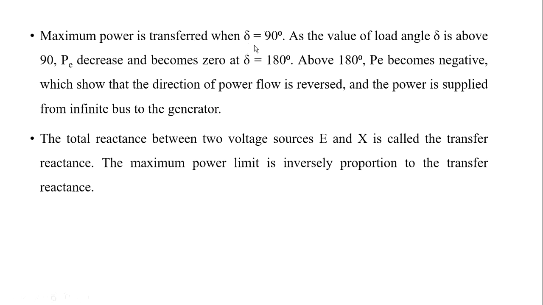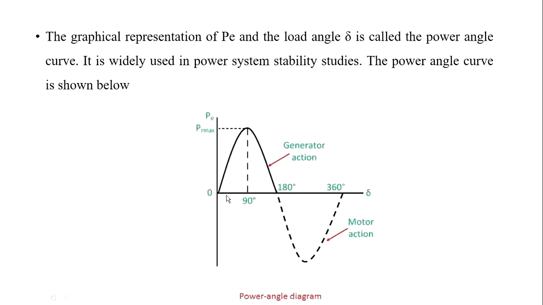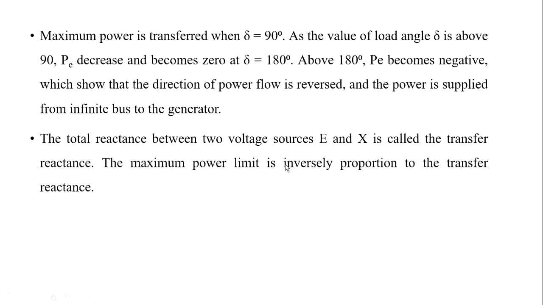The maximum power is transferred when delta is equal to 90 degree, and as the value of load angle delta goes above 90, the power decreases and becomes 0. From this curve it is clear: if delta increases, PE increases up to 90, then PE decreases and it becomes 0 at 180 degree. And if delta increases again, then PE becomes negative. That is, the direction of power flow is reversed, and power is supplied from the infinite bus to the generator. Normally the power will be flowing from the generator to the infinite bus. So if the load angle delta increases beyond 180 degree, then the power will be flowing from the infinite bus to the generator.